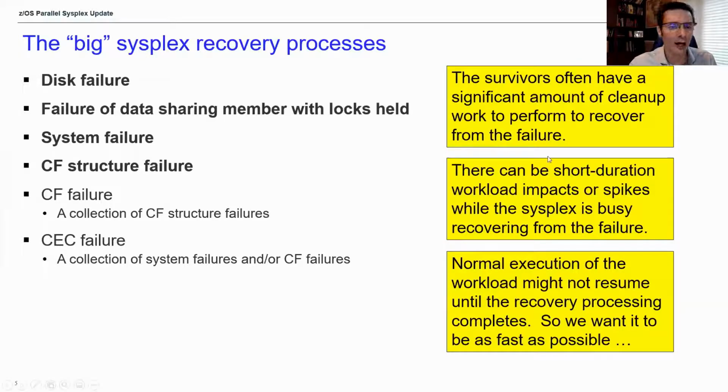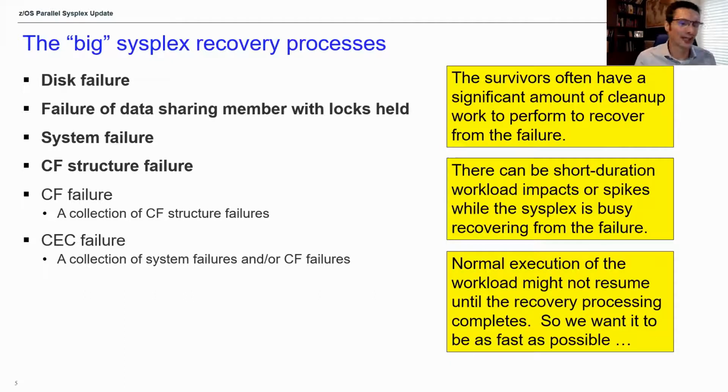So let's talk for a moment about the big Sysplex recovery processes. Sysplex is a very resilient environment, but there are cases where we do have recovery processes that need to take place to handle certain types of failures. And the survivors of these particular types of failures sometimes have a significant amount of work that they need to accomplish to recover from that.